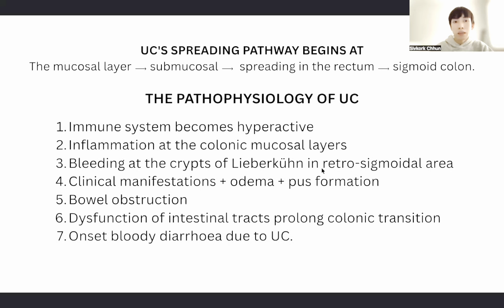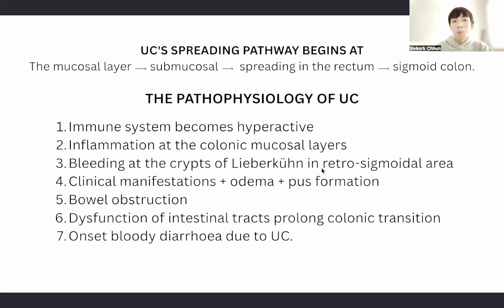The inflammation begins at the colon's mucosal layer, specifically at the base of the crypts of Lieberkühn in the rectosigmoidal area of the colon, and then it develops into hemorrhages, bleeding into the crypts. Abscesses form and become necrotic and slough the bowel's mucosal cells, causing protein loss. The inflammation spreads to the entire colon proximally, and then it triggers mucosal destruction and bleeding, and it causes edema and pus formation.